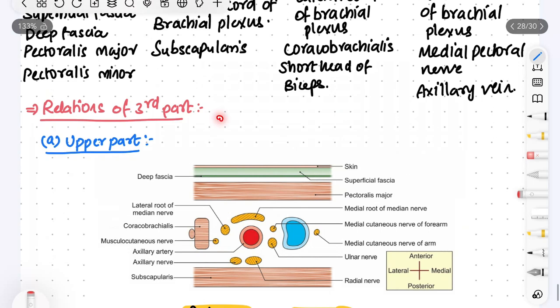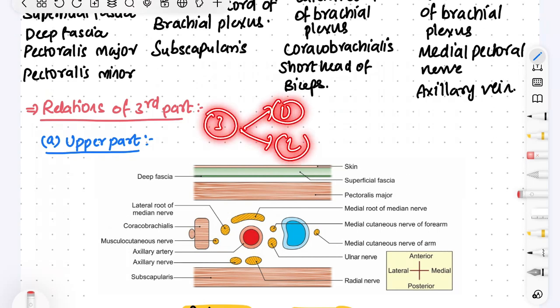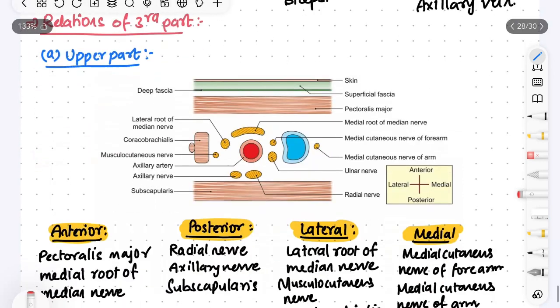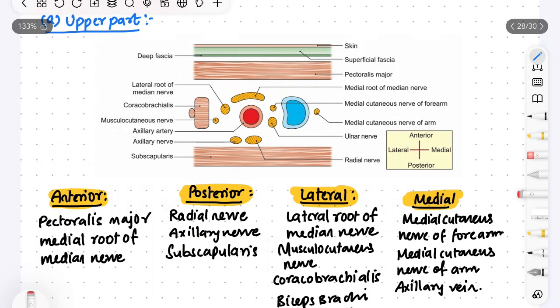In the third part, we are going to discuss two relations, from the upper part and from the lower part. So the third part is again divided into the upper part as well as the lower part. First we'll be looking at the relations of the upper part. Anterior relations: skin, superficial fascia, deep fascia. Along with this, we have pectoralis major, and we also have the medial root of the median nerve.